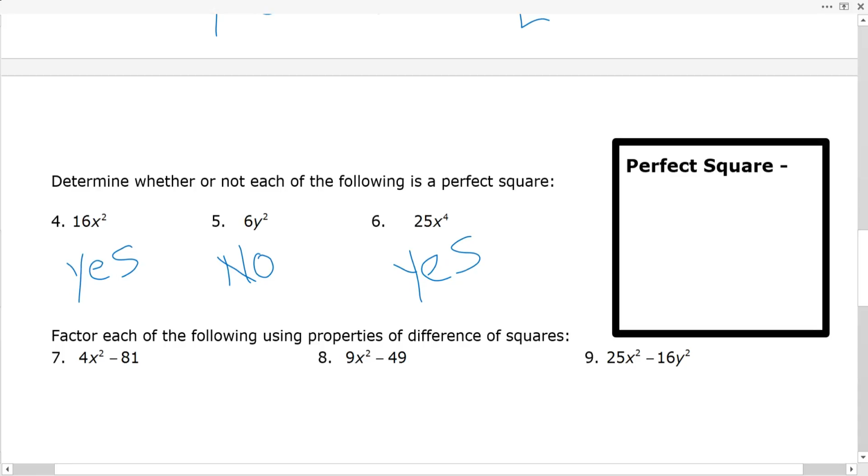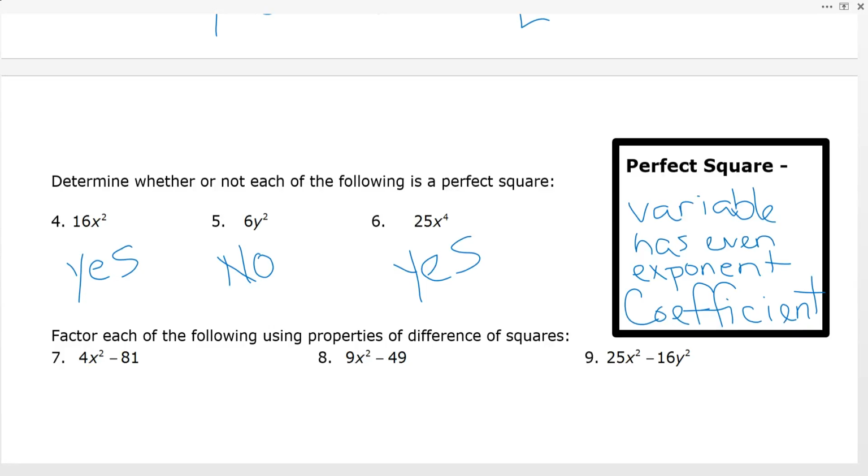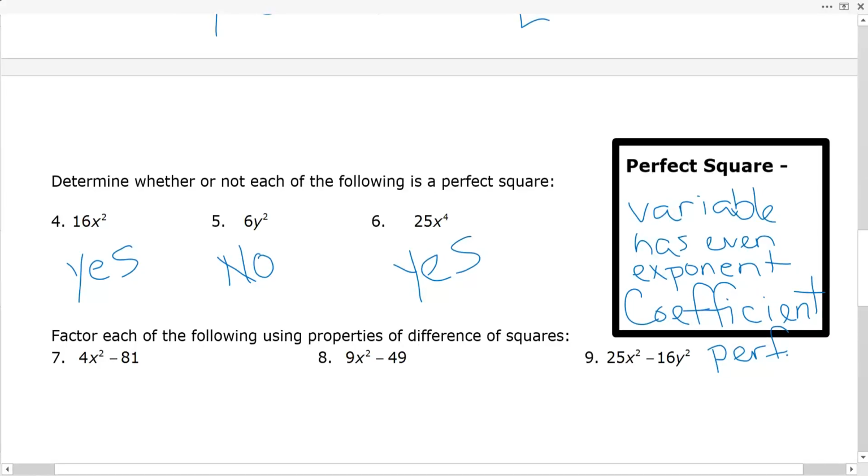Okay, a perfect square has to have the variable has even exponent, and the coefficient, we learned that's the word for the number, coefficient, has to be a perfect square. So when I say perfect square, I hope you know what kind of numbers I'm talking about.